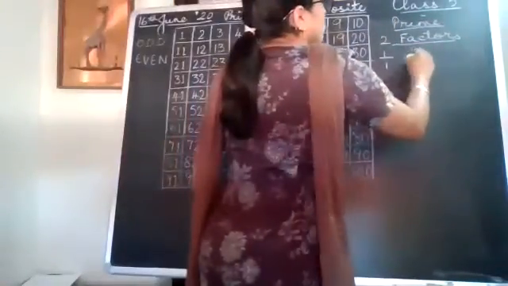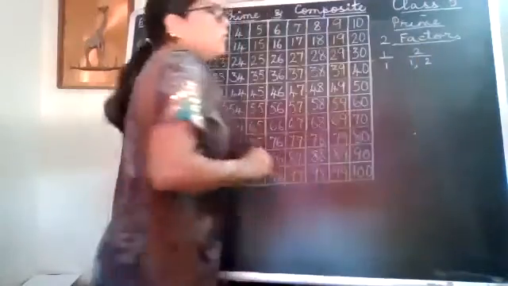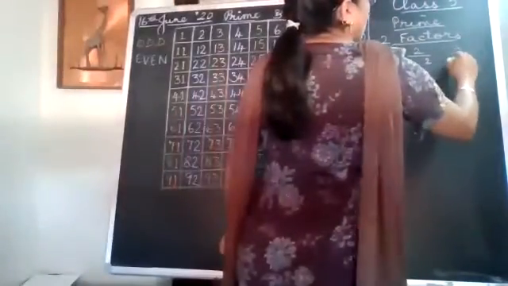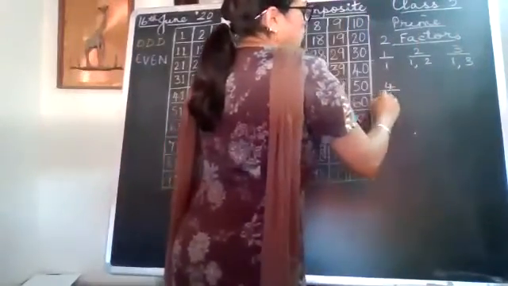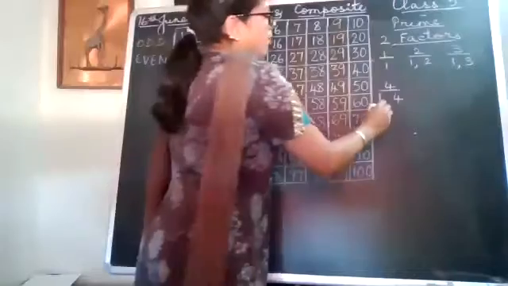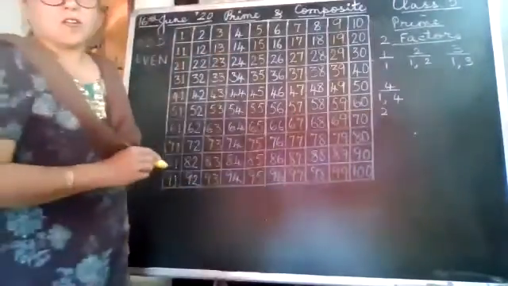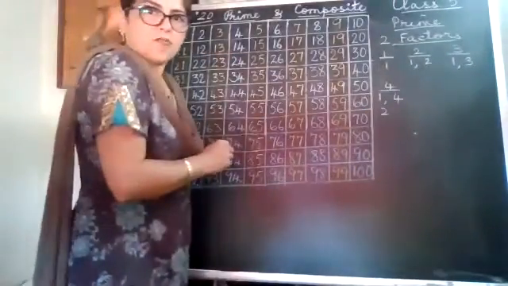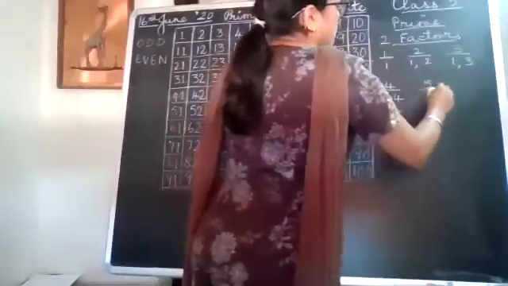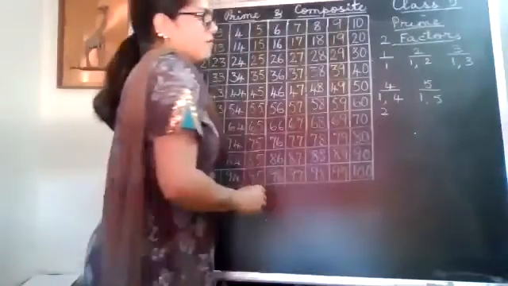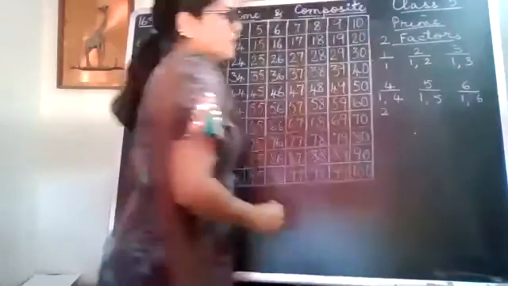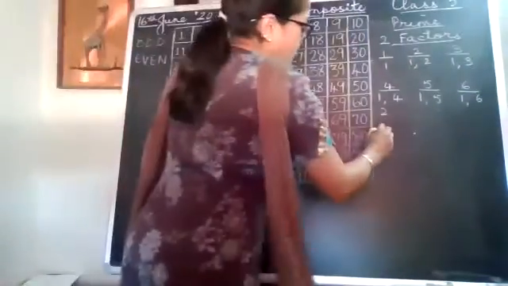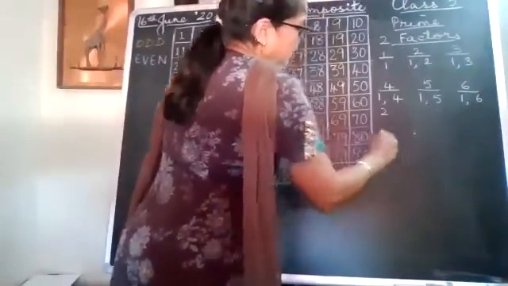Then the factors of 2: 1 and 2. Only 2 factors. Then the factors of 3: 1 and 3. Then you have the factors of 4: 1, 4 and also 2 2s are 4. 3 factors are there for 4. Then for 5, you have 1 and 5. Then for 6, you have 1 and 6. Then for 7, 1 and 7.